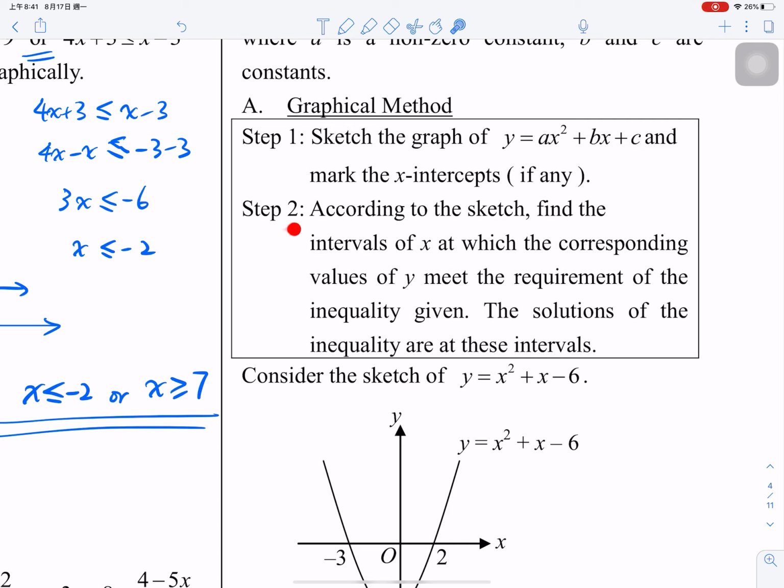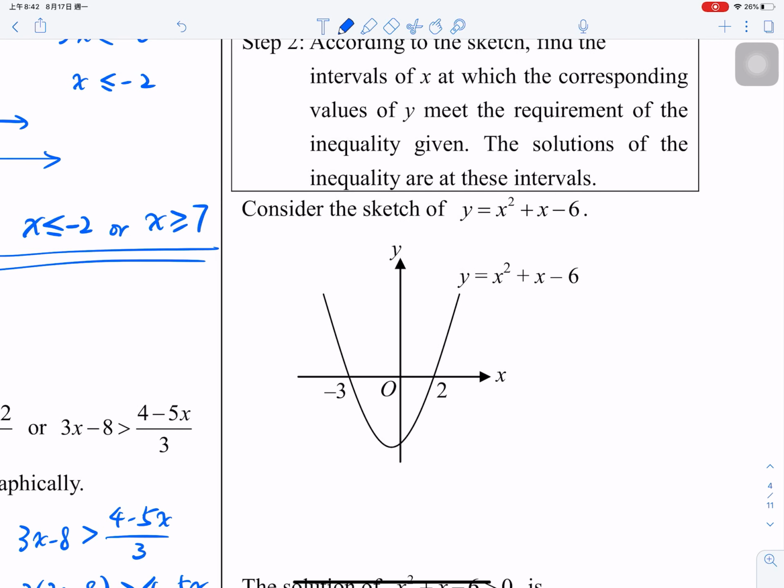Step 2: according to the sketch, find the interval of x at which the corresponding values of y meet the requirement of the inequality given. The solutions of the inequality are at these intervals. For example, consider this one. Sketch y equals x squared plus x minus 6. And you know that these two are the x-intercepts.